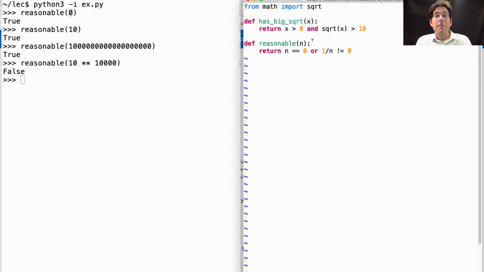And that's why this short-circuiting behavior, which is a form of control, is useful in Python and exists in many other programming languages as well.